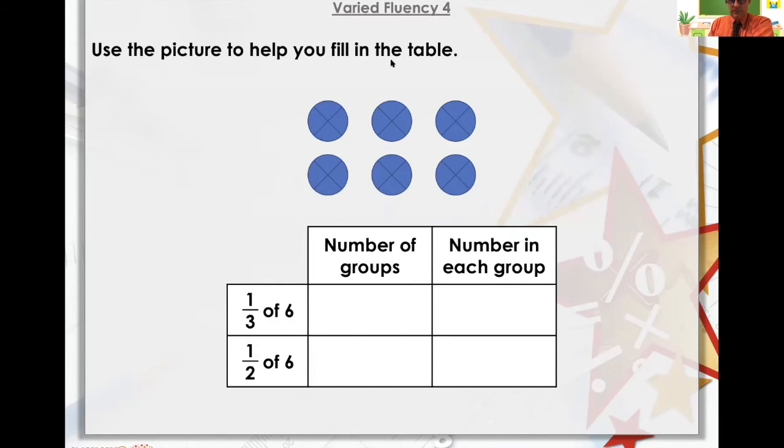Use this picture to help you. 1/3 of 6. So divide it into 3 groups. That's 1 group, 2 groups, 3 groups. Well, there's 3 groups, because it's a third. Number in each group, 2, 4, 6. Half of 6. Number of groups, 2, 3 in each group. There you go. I think we can do this.